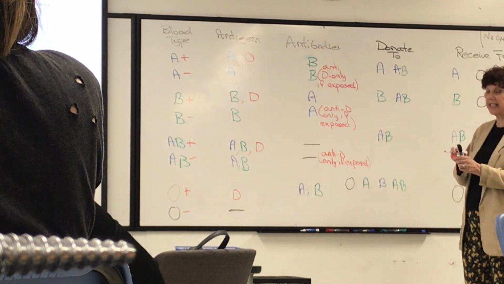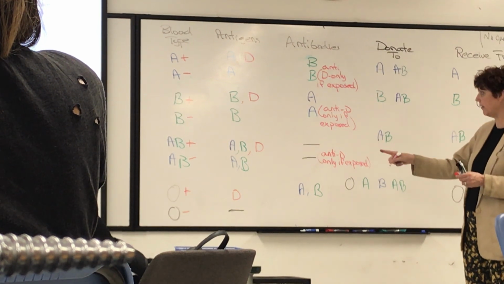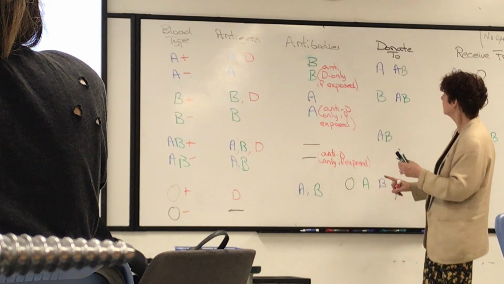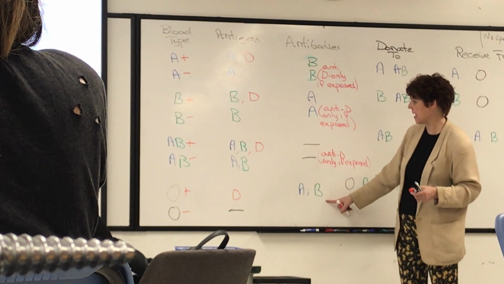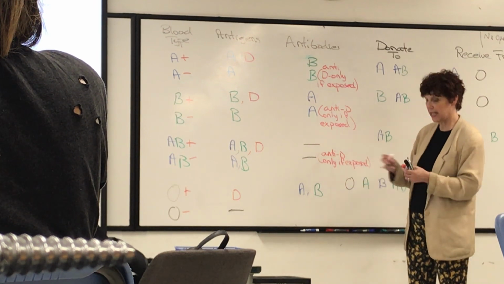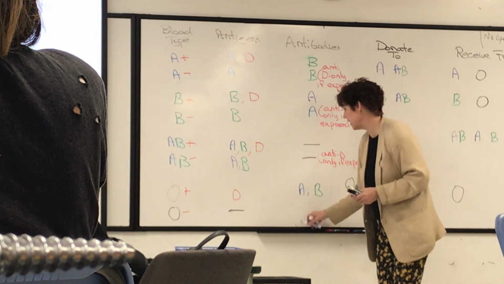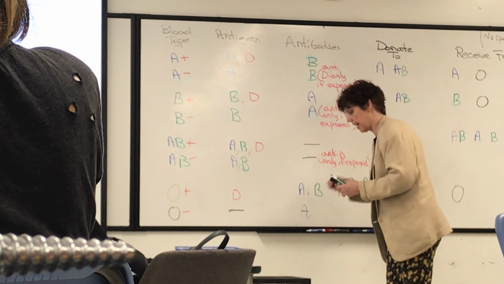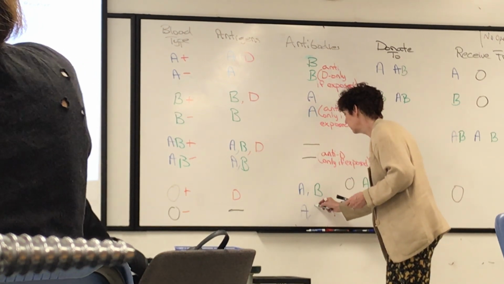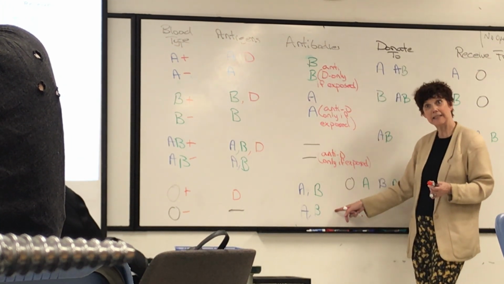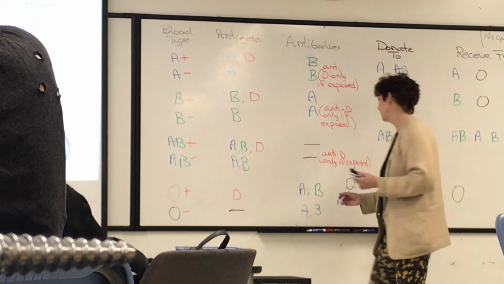All right, so if your blood type is O positive, you would have antibodies against A and antibodies against B, but nothing against D. If you're O negative, again, you would have antibodies against A, antibodies against B, and again, only antibodies against D if exposed. Okay?